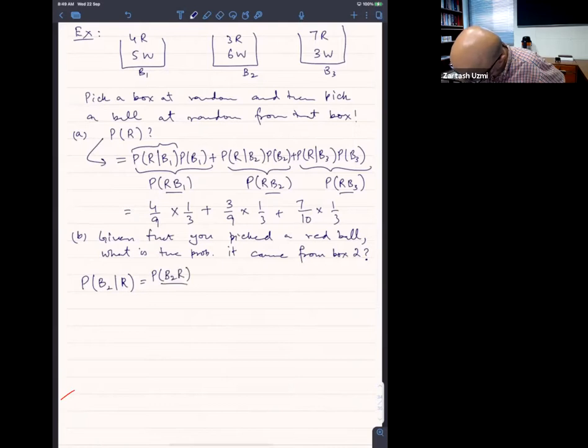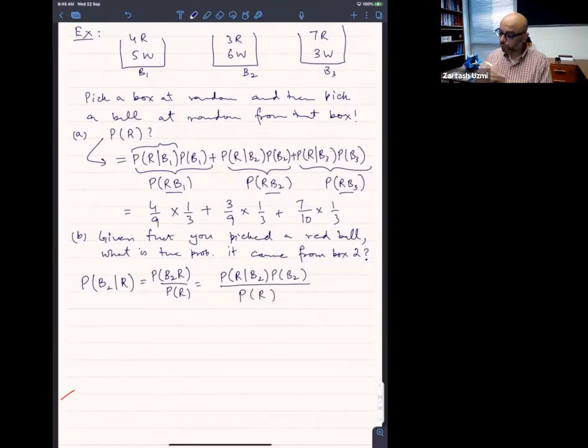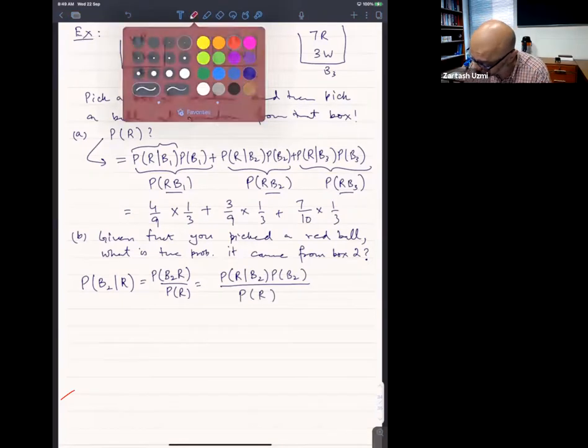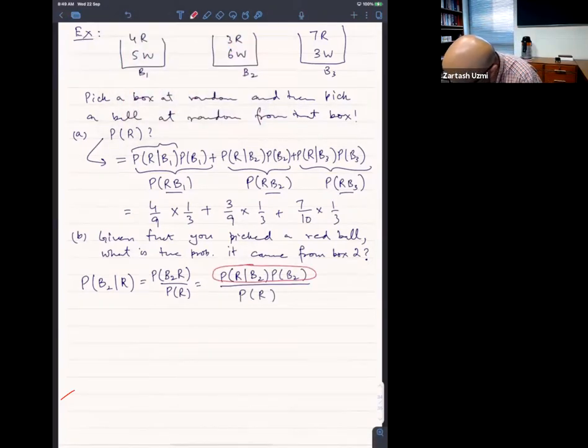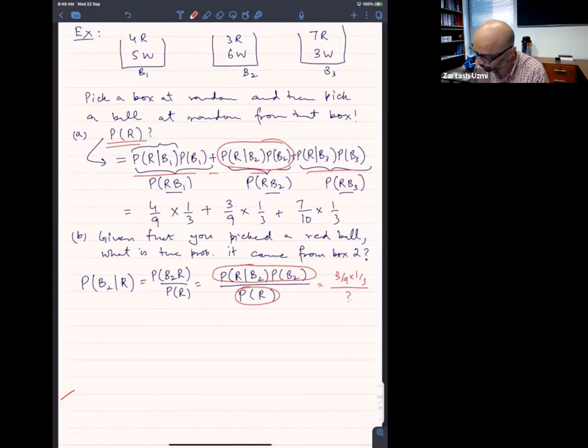Probability of B2 given R is equal to probability of R given B2 into probability of B2, divided by probability of R. Each of those is very easy to find. This R given B2 into probability of B2 is exactly the same as what we wrote earlier. So this would be equal to 3 by 9 into 1 by 3, divided by the sum of all these 3, which is the probability of R that we have already computed, and we are done. It's very easy.